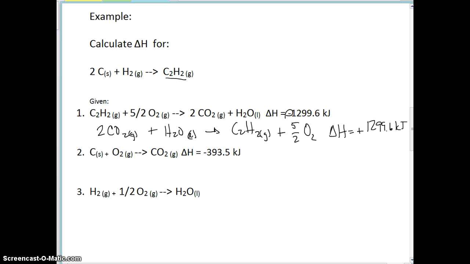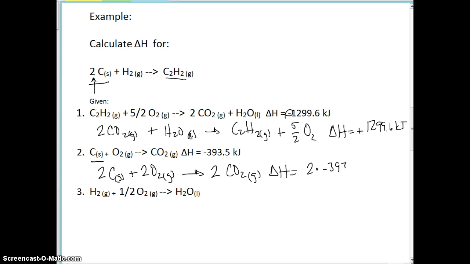Then looking down here, I've got one carbon, but I've got two carbons, and I don't see carbon solid existing anywhere else. Up here I have two of them, so that leads me to believe I might need to multiply this entire expression by 2. So let's go ahead and do that. 2 carbon solids plus 2 oxygen gases yields 2 carbon dioxide gases. And so our delta H value is going to increase in a negative portion, so it's going to be 2 multiplied by negative 393.5 kilojoules.